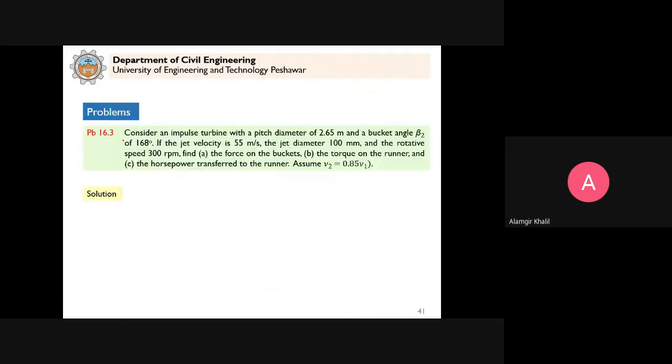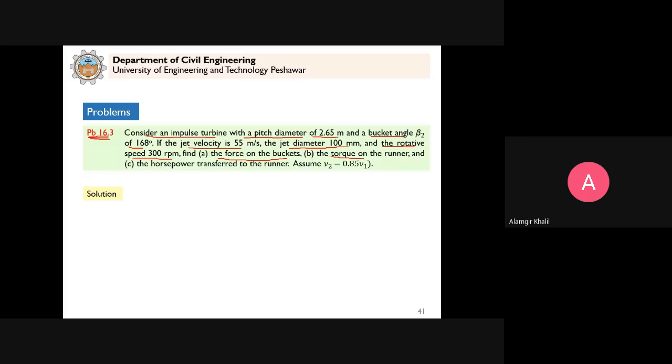Now we solve a few problems to apply the concepts that we just learned. This is chapter 16 of the textbook, problem 16.3. Now consider an impulse turbine with a pitch diameter. Now you know what the pitch diameter is, and the bucket angle beta 2 is given as 168 degrees. If the jet velocity is 55 meters per second, the jet diameter 100 millimeters, and the rotative speed 300 rpm, find the force on the buckets.